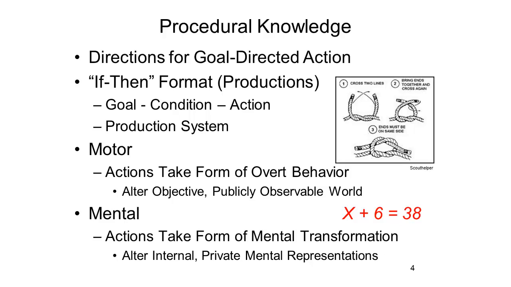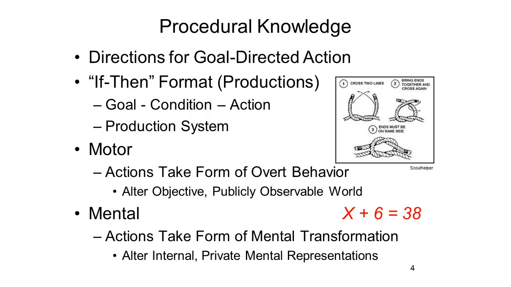Procedural knowledge comes in two basic forms. In motor procedures, the actions take the form of some kind of overt behavior that alters the publicly observable world, the objective world. The directions for operating a standard shift automobile are like that. Procedural knowledge tells you what to do with the clutch and the gear shift and the gas pedal. And if you do those things, the car moves forward and everyone can see it.